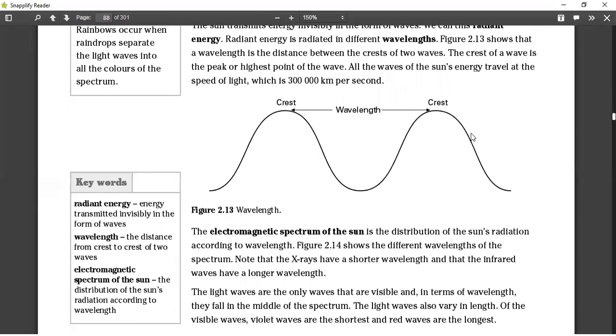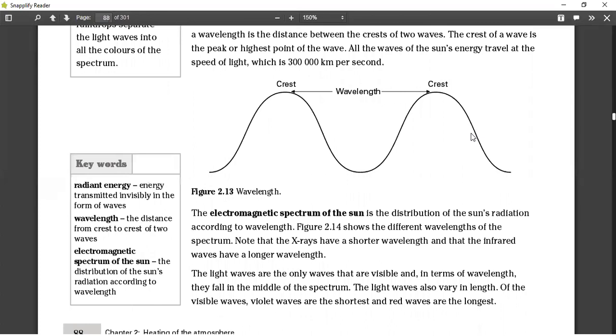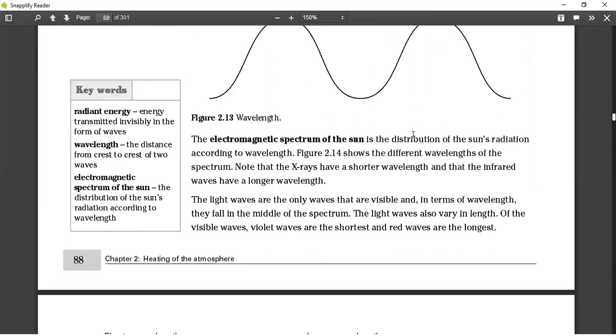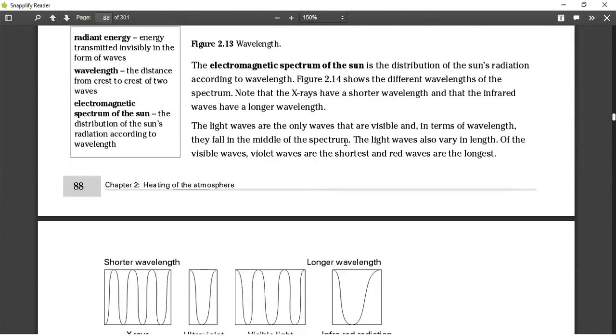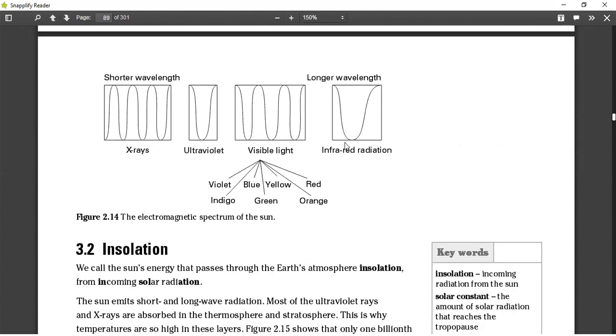And then a wavelength is the distance from the crest to crest of two waves. So if you have two waves, this is the wavelength, which is the distance from one crest to another. The electromagnetic spectrum of the sun is the distribution of the sun's radiation according to wavelength. So the movement of energy from the sun according to the waves is what we call the electromagnetic spectrum of the sun. I hope it's making sense.